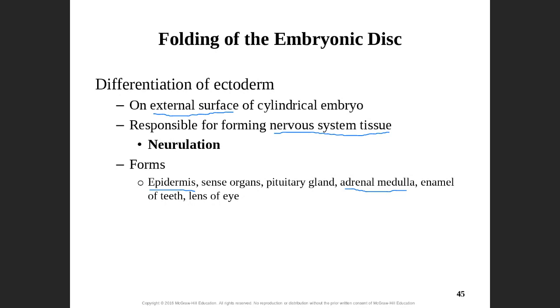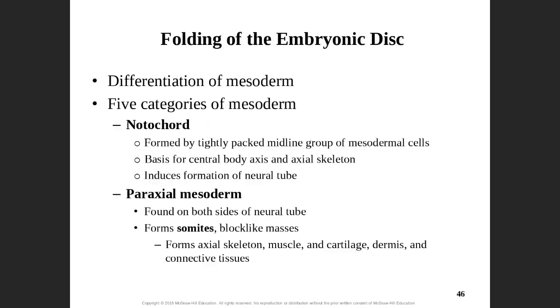Now the mesoderm is a little bit more involved. There are going to be five categories for the differentiation of the mesoderm. The one structure I mentioned before is the notochord, and the notochord is where we get our central body axis. Hence, the axial skeleton is going to be derived from the notochord. When we have the formation of the notochord, we also get our neural tube, which will play a role in the formation of certain neurological structures here.